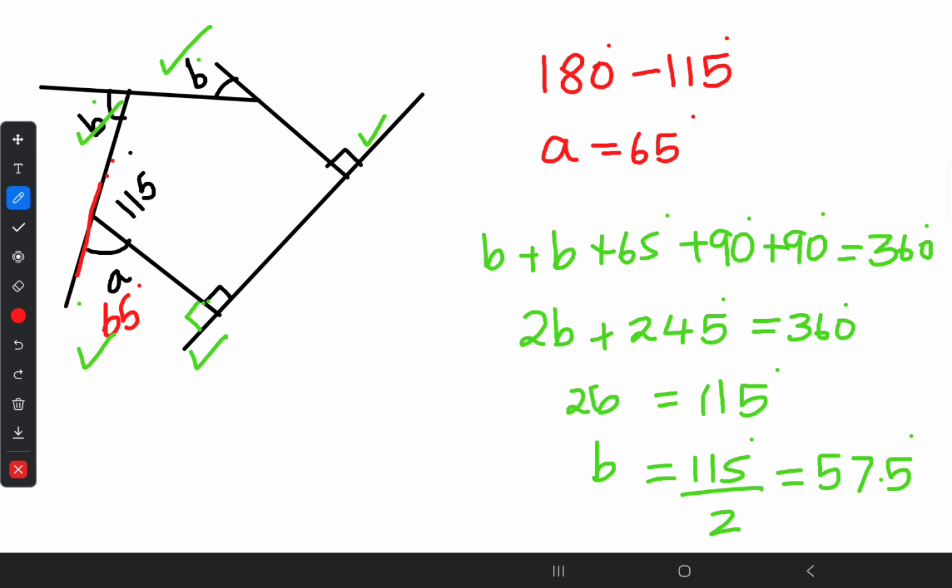Thereafter try to identify all exterior angles. Thereafter plug them into the formula. Equalize it to 360. B would be 57.5 degrees here.